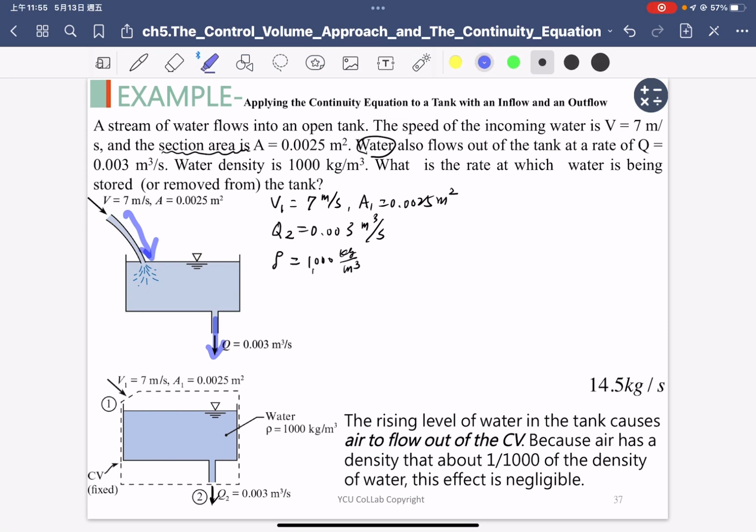So what's the problem? What is the rate at which the water is being stored or removed from the tank? The problem would like you to answer whether the water surface increases or goes downward. So you need to determine by yourself. As you can see in the example, we depict the control surface like the dashed line shown here.